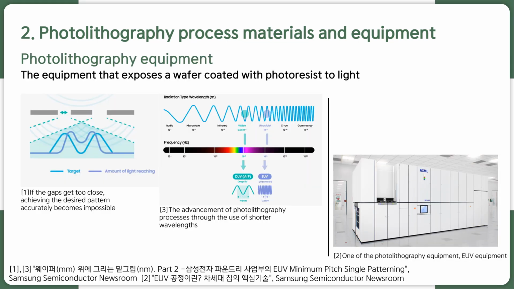Next is photolithography equipment. This is the equipment that exposes the wafer coated with photoresist to light. Various types of wavelengths are used, but as the pattern becomes more precise, high accuracy can be achieved with shorter wavelengths. Therefore, photolithography equipment has developed to use short wavelengths.